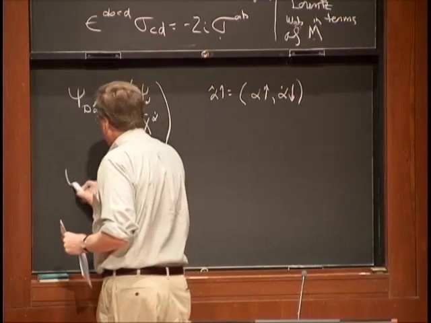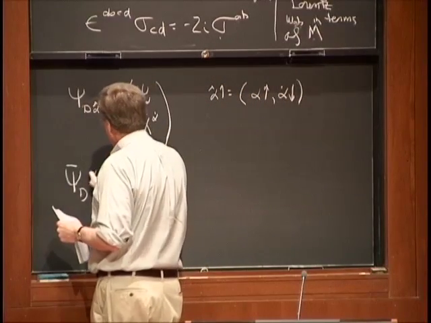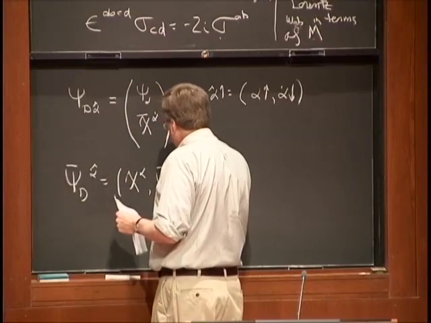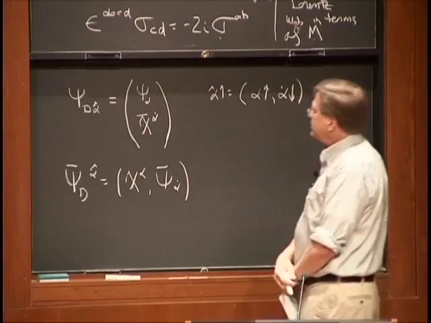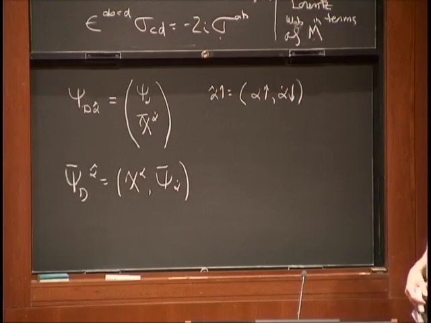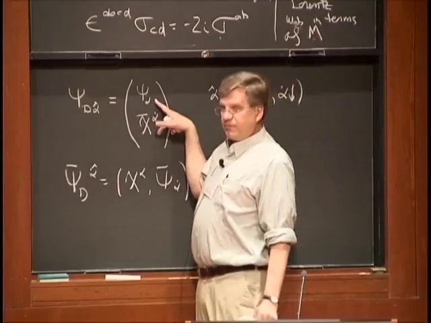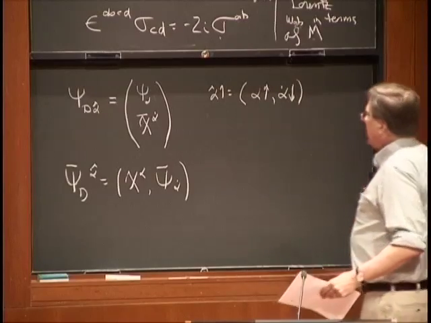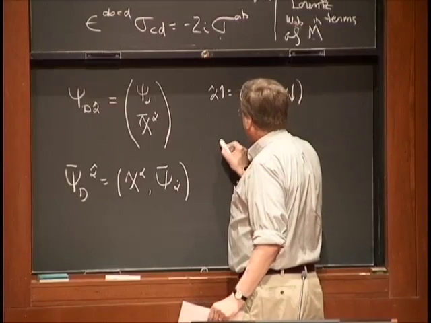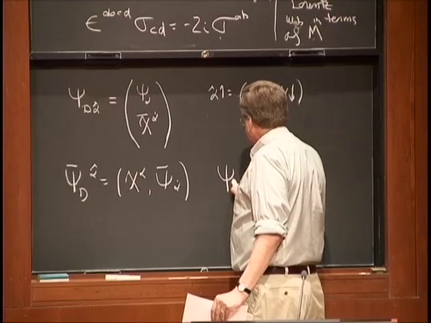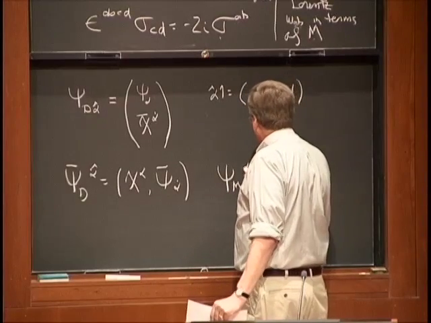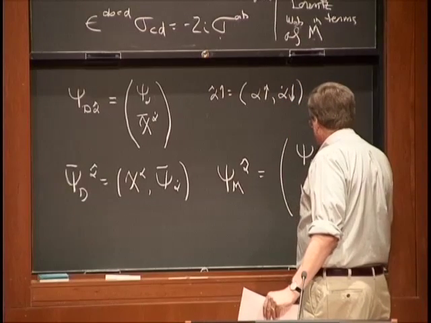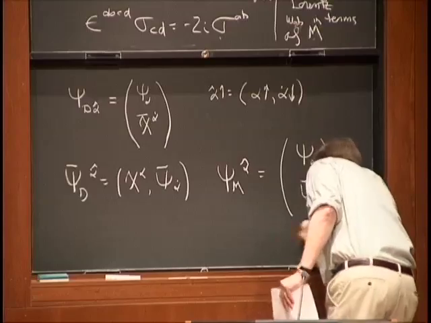The bar of the Dirac spinor, psi bar Dirac alpha, is equal to chi alpha, psi bar alpha dot. This notation is fantastic because it really emphasizes the fact that a Dirac spinor is built out of two-component spinors. It also makes it clear what a Majorana spinor is. A Majorana spinor, psi Majorana alpha dot, alpha hat, is equal to a self-conjugate spinor. It has one two-component spinor in it.